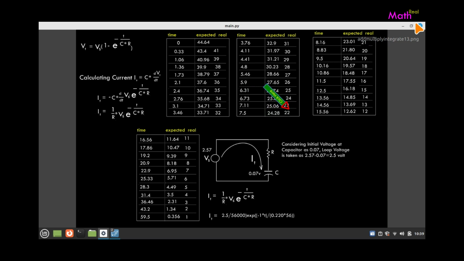So it's pretty well. I mean, there can be internal resistance to capacitance also that we are not measuring. Resistance may not be 56 kilo ohm as per it is written, and so this way it is pretty good.